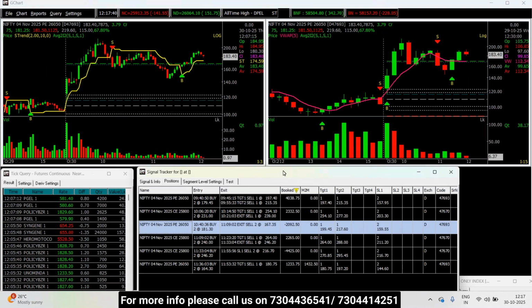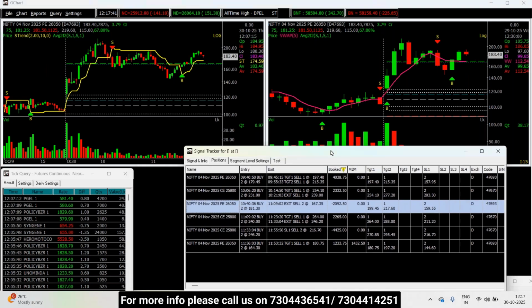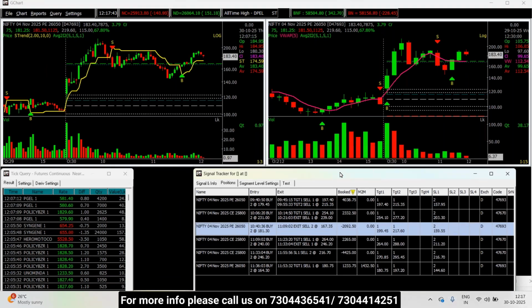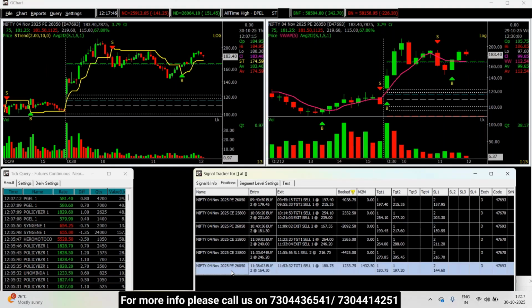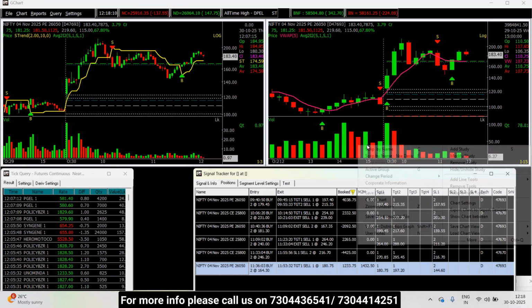Now coming back to the algo, I want to show you one more signal. Just now at 11:36, we got one signal. At 164 rupees, we got a buy signal. It sold one lot at 180 rupees. Now the price is moving at 183 rupees. If it gets hit again, it will sell automatically and profits will be booked.